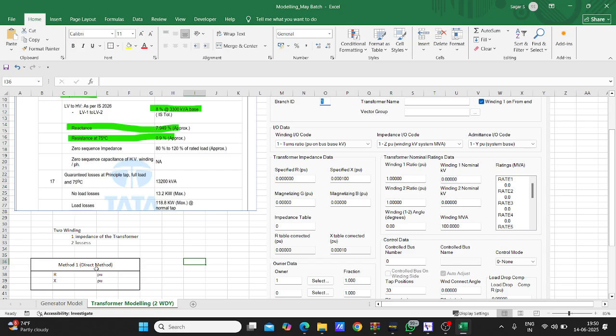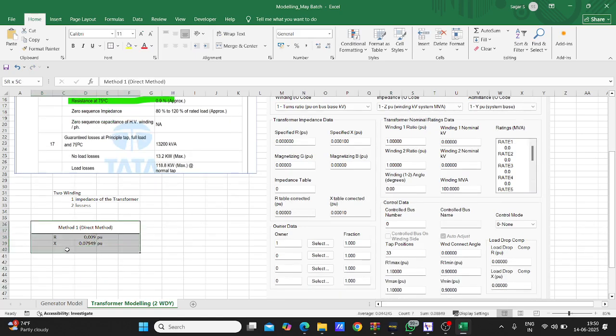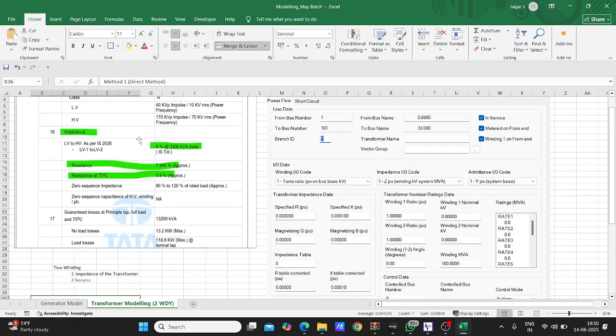That is the first point. So R is equal to 0.9 percentage. What is X? X is equal to 7.949 percentage. Okay, that's it. So we have found it directly with the help of the data sheet.